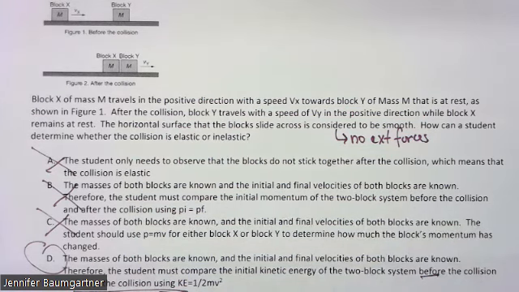Okay, you've got some practice problems to do in the homework, so we will see you in the next video. We're going to talk about what happens when we're not just moving in one dimension. We're going to go to two-dimension collisions.